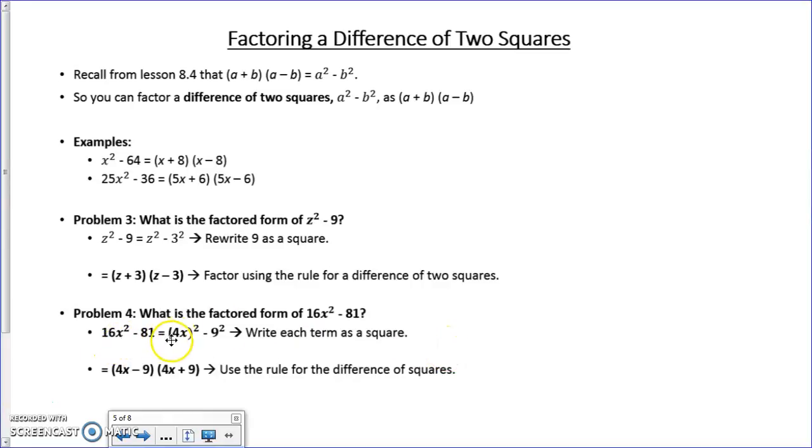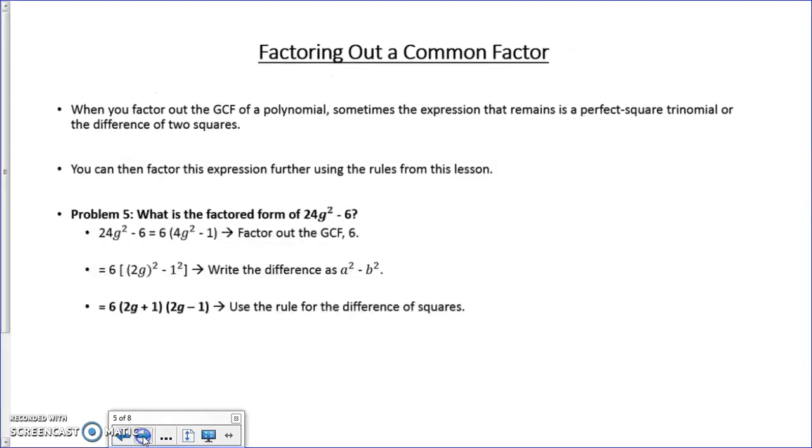16x squared can be written as (4x) squared, and 81 can be written as 9 squared. Therefore, our final answer is (4x minus 9)(4x plus 9). Again, we are using the rule for the difference of squares.